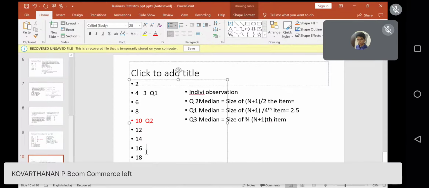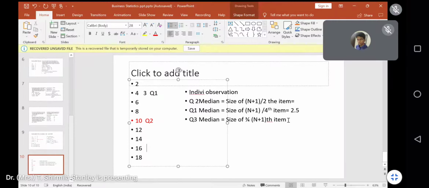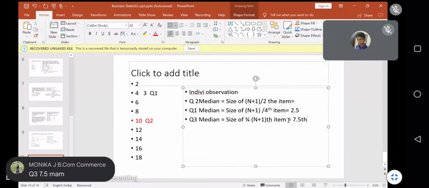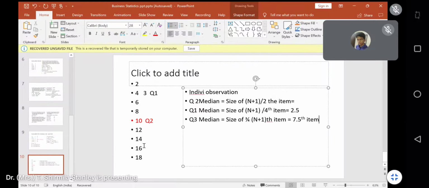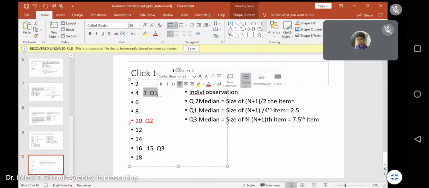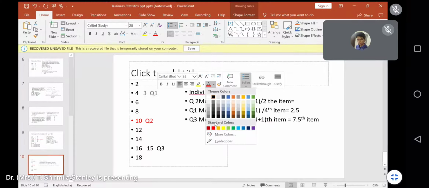Right? Same way, find here. So 2.5 into 3, 3 times 2.5, 7.5th item. This is the mistake I told, right? People assuming the size as the answer. So 5, 6, 7. So 7th and 8th items, 14 plus 16 by 2. 30 by 2, which is 15. Now you get it? This is how you do it in individual observation.